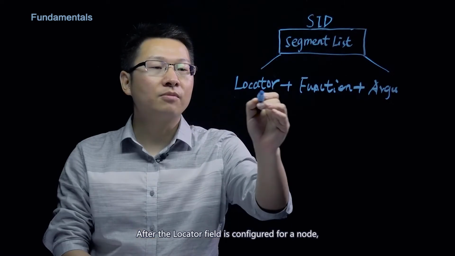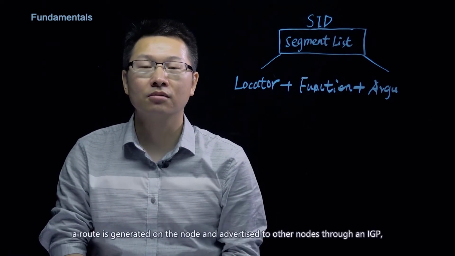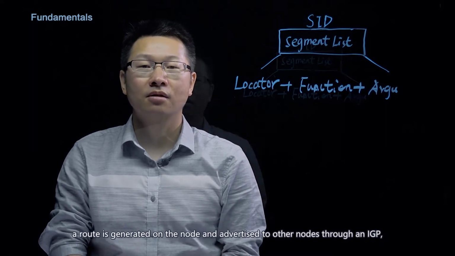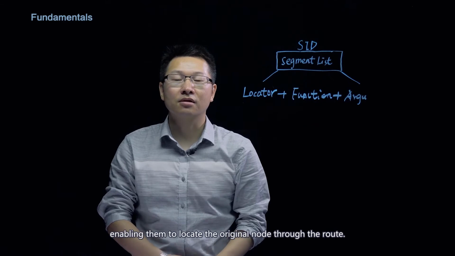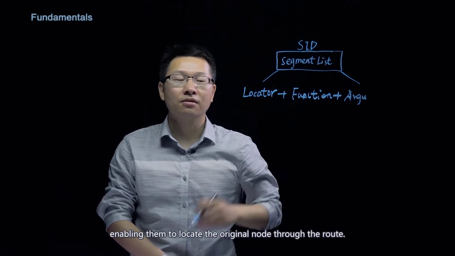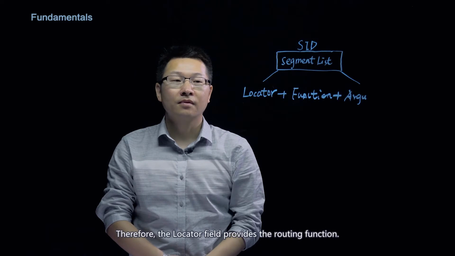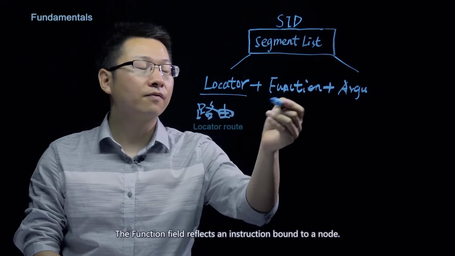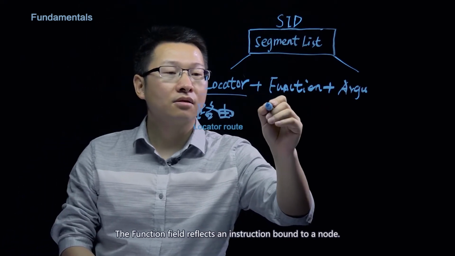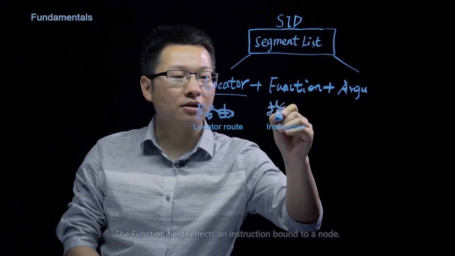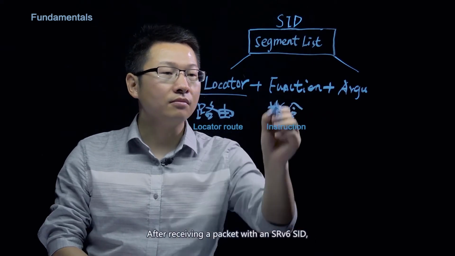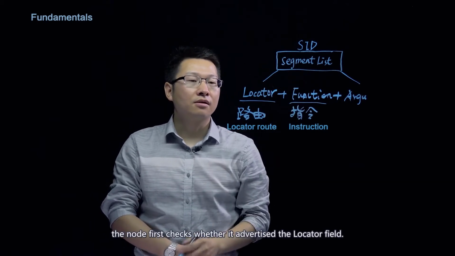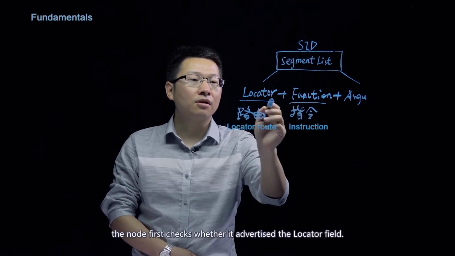After the locator field is configured for a node, a route is generated on the node and advertised to other nodes through an IGP, enabling them to locate the original node through the route. Therefore, the locator field provides the routing function. The function field reflects an instruction bound to a node. After receiving the packet with an SRv6 SID, the node first checks whether it advertised a locator field.